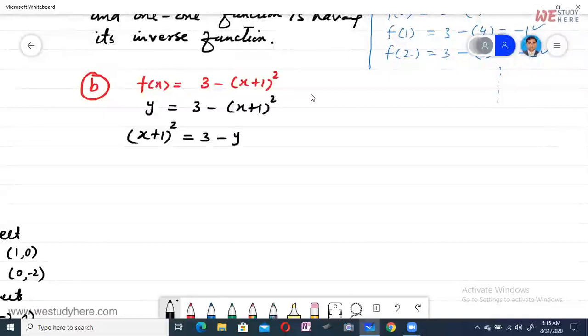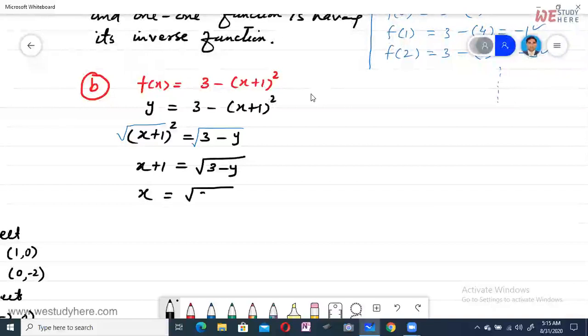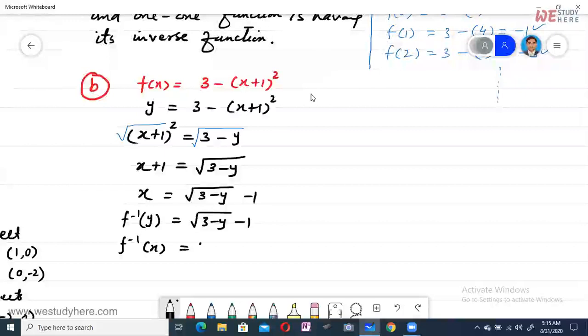Now we have to take square root on both sides to cancel the square. This side also we will take square root, and this side also. Square root cancels: x plus 1, and this side will be square root of 3 minus y. Then x will be equal to square root of 3 minus y, minus 1. Then we can write f inverse of y will be square root of 3 minus y minus 1. Then on both sides we are replacing y with x. F inverse of x will be square root of 3 minus x minus 1. This is the inverse function of f of x.